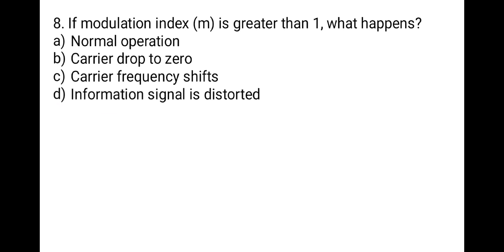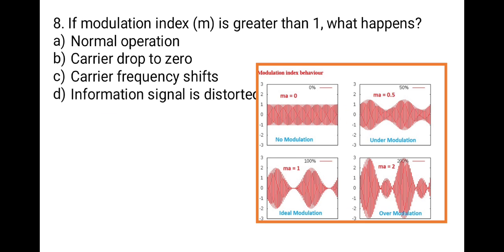The next question, if modulation index m is greater than 1, what happens? First option, normal operation. Second, carrier drops to 0. Third, carrier frequency shift. And last one is information signal is distorted. From this graph, first, when modulation index is 0, then no modulation. When modulation index is less than 1, then under modulation. When modulation index is 1, this is an ideal modulation. In this condition, proper modulation occurs.